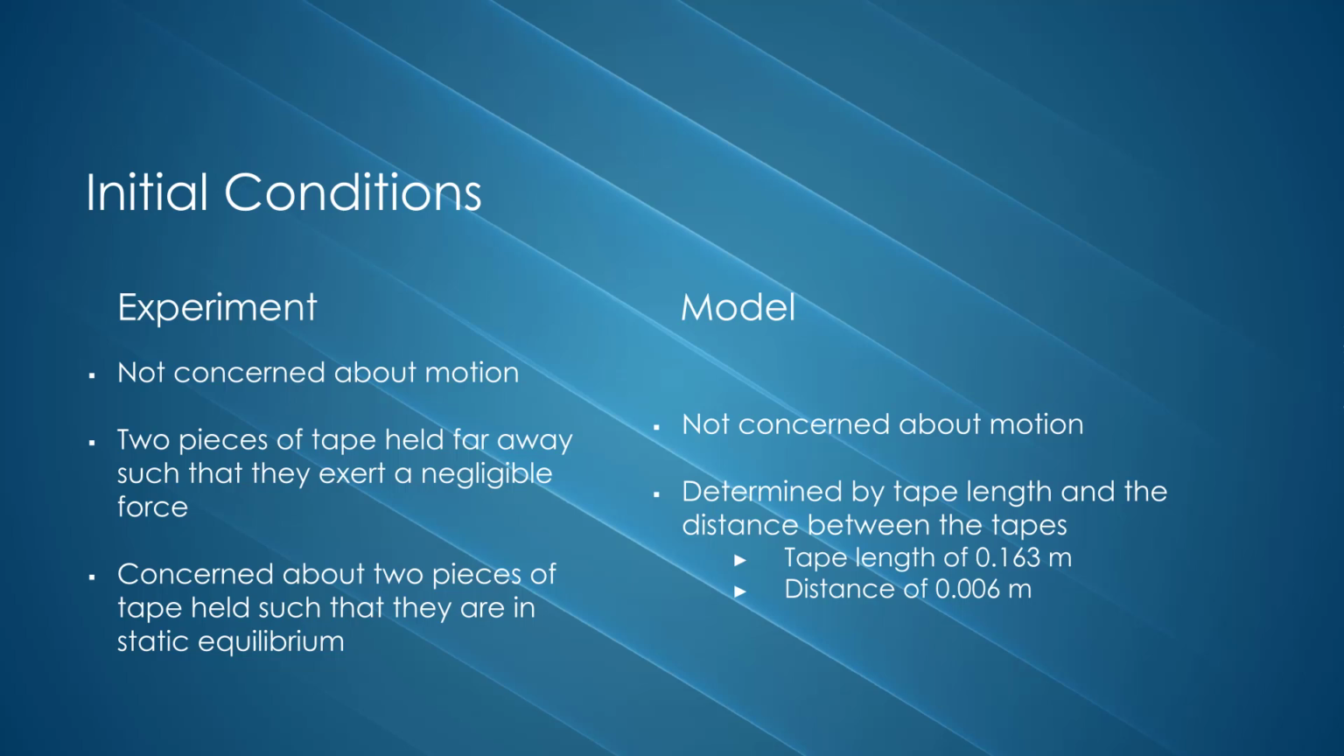Initial conditions aren't really applicable for this lab, but technically in the experiment, the initial condition will be when the tapes are held really far away, such that they do not exert a significant force on each other. And the final condition that we are really concerned about and will analyze is when the two pieces of tape are held such that they are in static equilibrium. In our model, the results will be determined by the lengths of our tape and the distance we measure between the tapes.